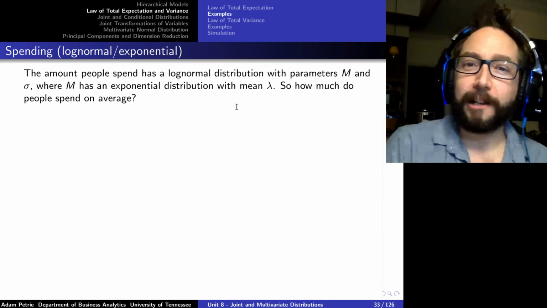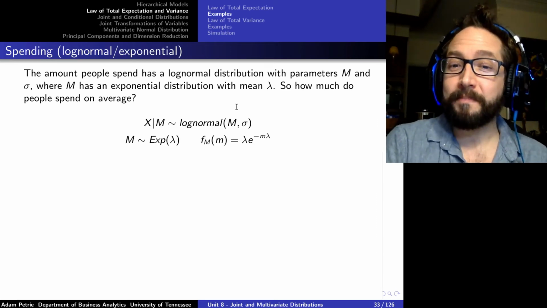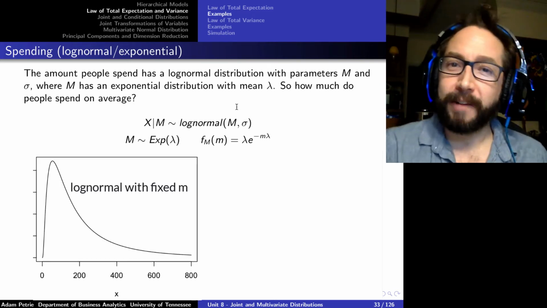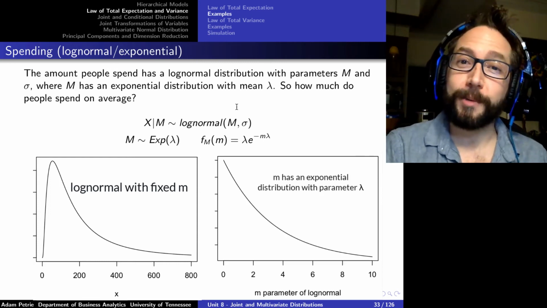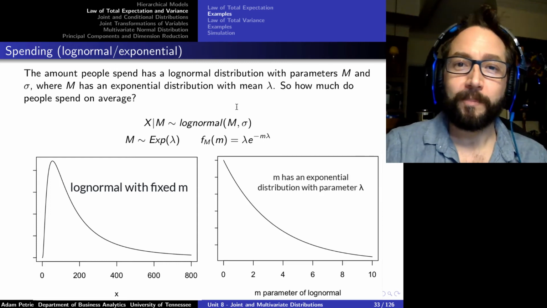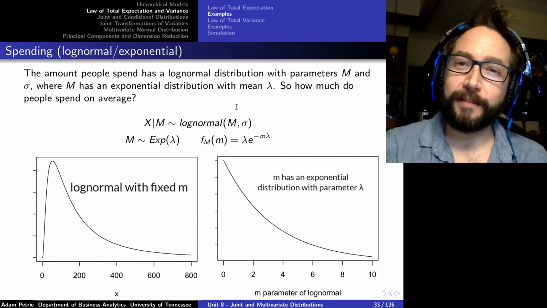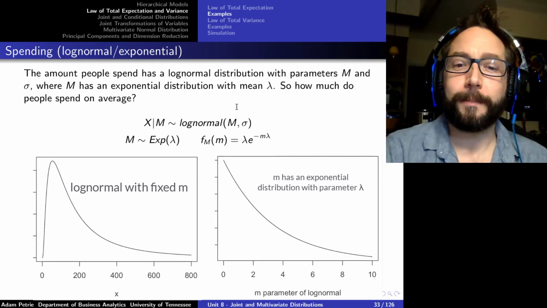And so we would have the following hierarchy. The conditional distribution of the amount spent given m is a Lognormal distribution with parameters m and sigma, but m is a random quantity. M, let's go ahead and take as having an exponential distribution with parameter lambda. So the distribution of m kind of falls off quickly for larger and larger values of m. M being pretty small is more common than m being large.